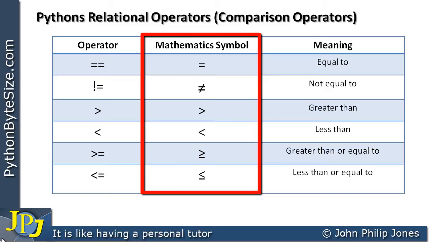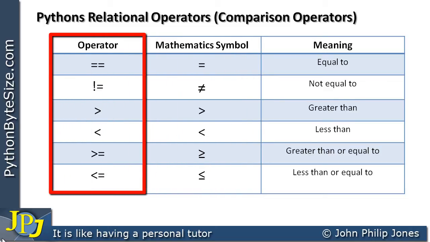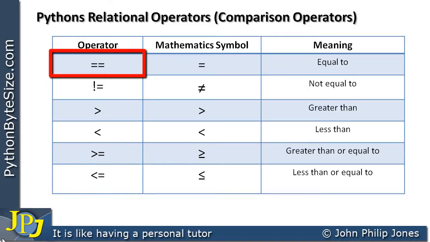However, we cannot use some of these symbols in Python. We have to use these. So let's just have a quick look at this particular operator here. We can see there are two equal signs. Now what I want to stress at this point, there is no space between those two equal signs. But this is the operator that we use within the Python language to ask, is something the same as something else? Is something equal to something else?